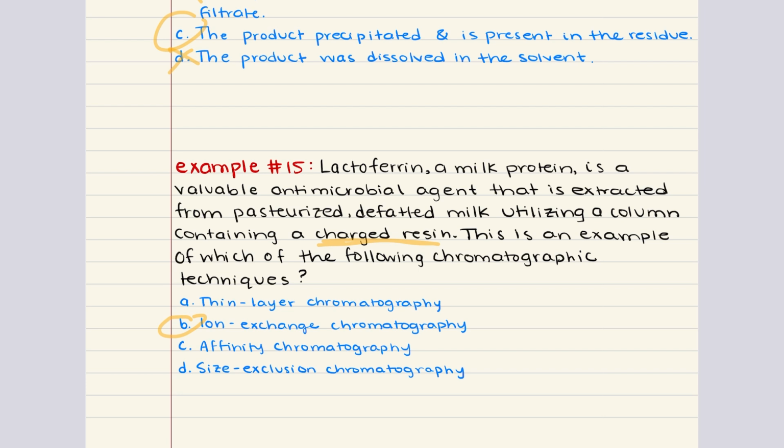In ion exchange chromatography, the beads in the column are coated with either positively or negatively charged groups. And these charged groups attract and hold molecules with the opposite charge. So for example, a positively charged protein, like lactoferrin, can bind to a negatively charged resin. Then by changing the salt concentration or pH, the bound protein can be selectively eluted. So the correct answer here is B.